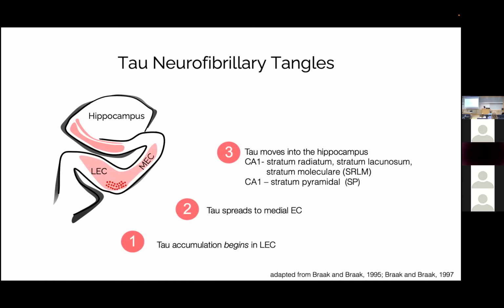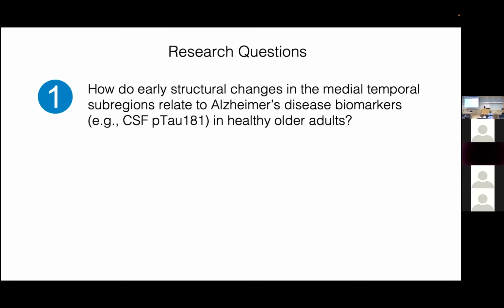Following this, tau neurofibrillary tangles then move into the somata of CA1 neurons. This is located in the stratum pyramidale cell layer, or SP. And following this, tau moves into other connected hippocampal areas, such as the subiculum, and other connected cortical regions. This leads me to my two research questions. One is, how do early structural changes in the medial temporal lobe relate to Alzheimer's disease biomarkers, such as CSF p-tau, in cognitively healthy older adults?